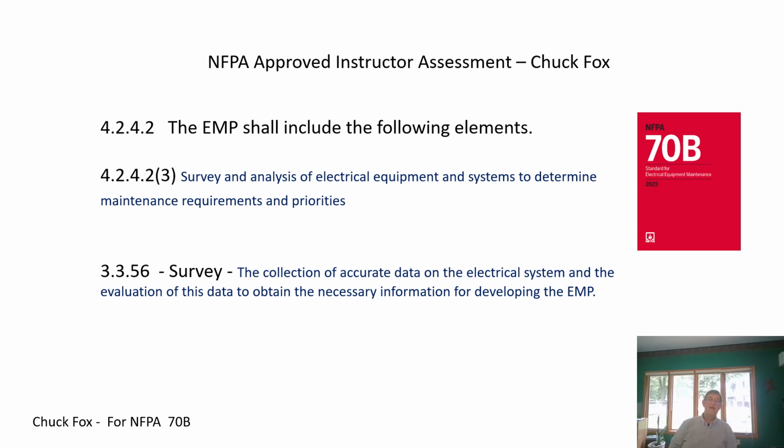4.2 of the 70B standard is the section that discusses an entire listing of various elements of the electrical maintenance program, and we'll be weaving several of those into our discussion as we again answer the question of how to best get started to develop the electrical maintenance program overall. So the first order of business of that is to survey and complete an analysis of the electrical equipment and the systems for the purpose of establishing maintenance requirements and establishing priorities.